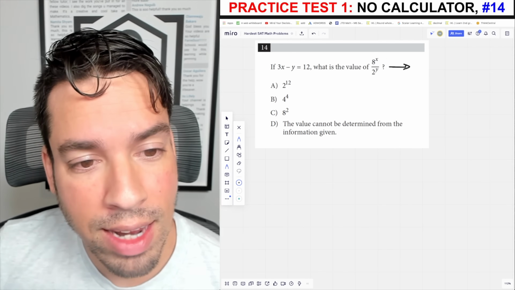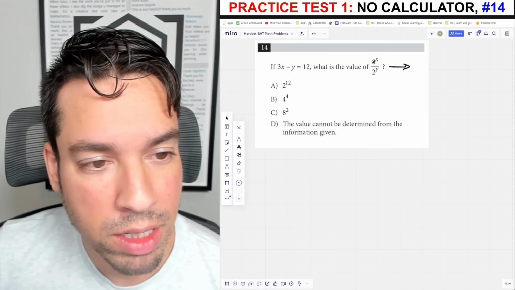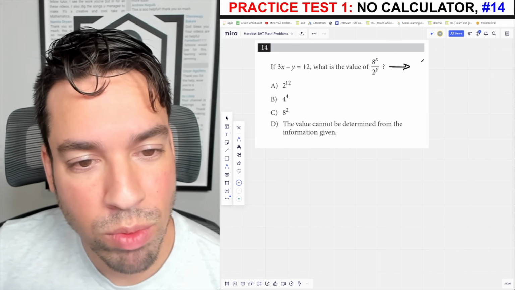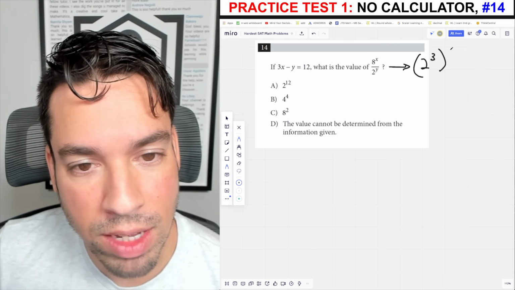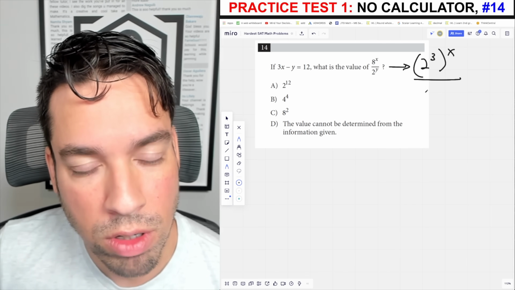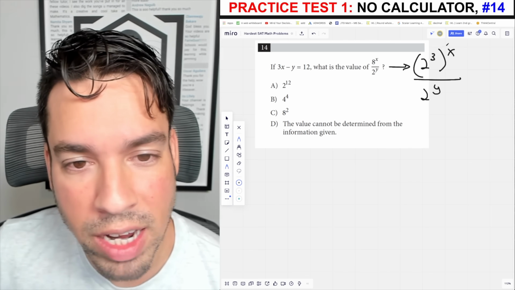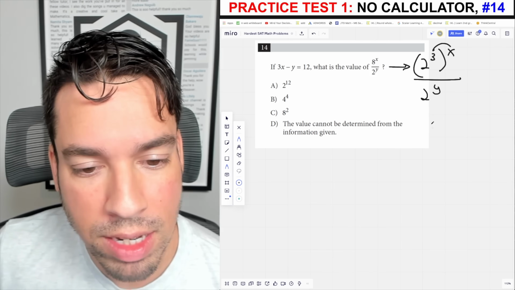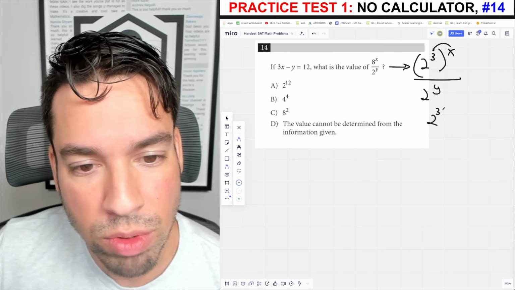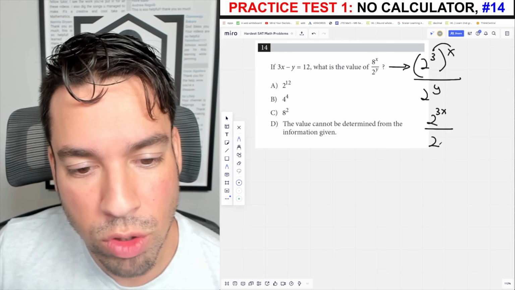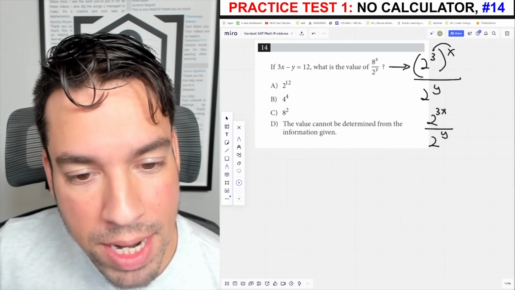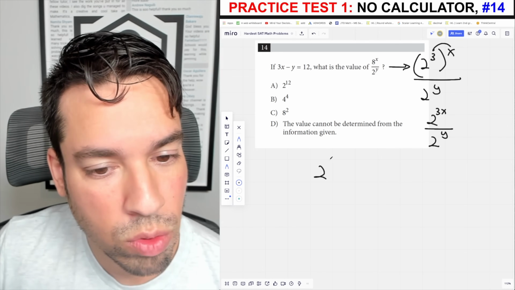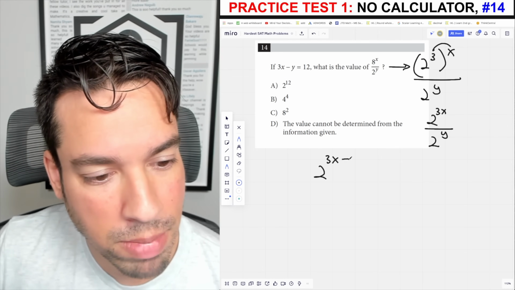So I see an 8 and I see a 2, and that's pretty cool because 8 can be rewritten as 2 to the 3rd power, all right? But that value is still to the x power over 2 to the y power. Now we use our exponent rules and multiply in. Now I have 2 to the 3x over 2 to the y. Now because I have the same bases, I can combine these and make it 2 to the 3x minus y.